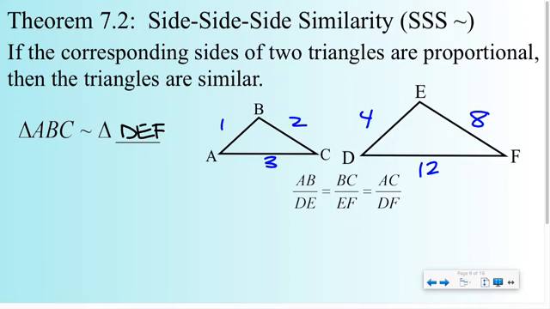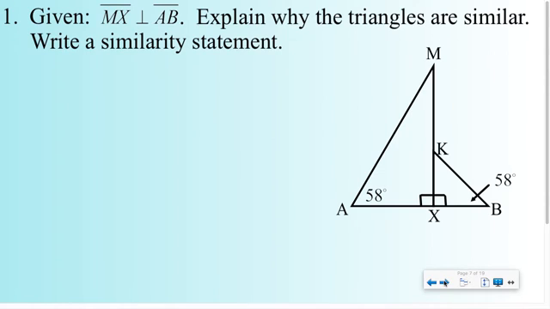So we're not really doing too much different. We're actually trying to shorten the amount of work by only having to check if it's the 3 sides, 2 sides and an angle, or angle-angle. Cool. First one. Given MX is perpendicular to AB, we have to explain why the triangles are similar and then write a similarity statement.